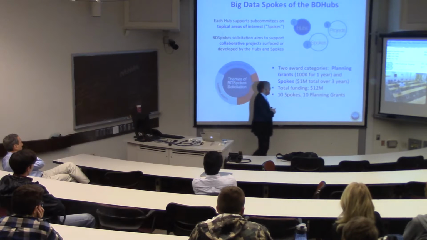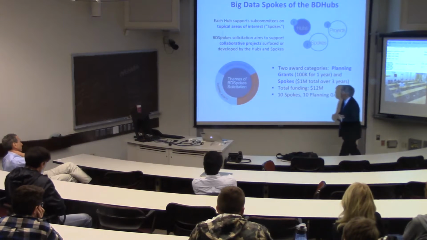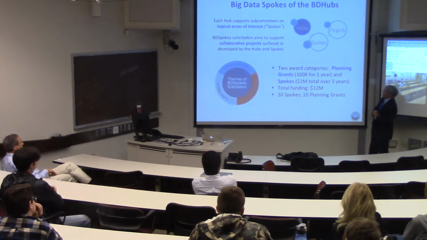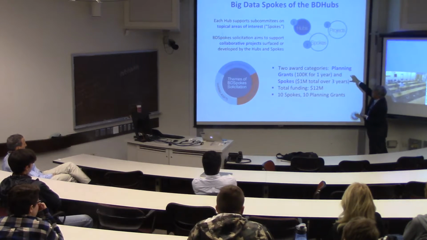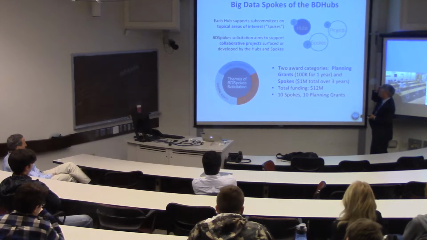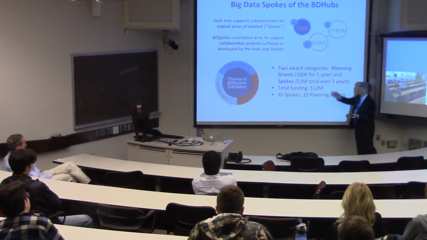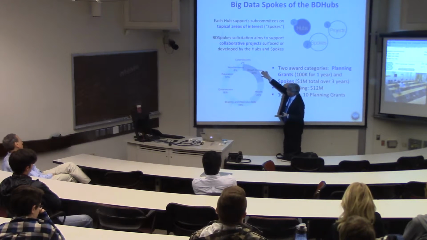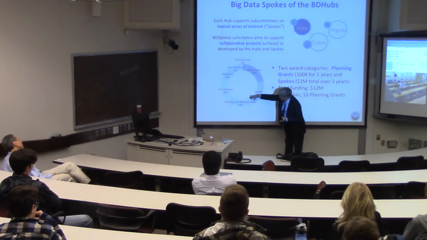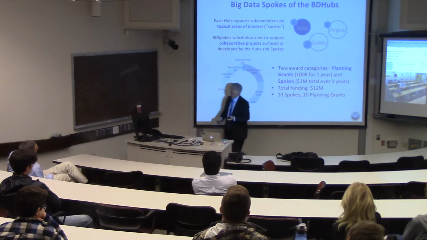There's a southeast one that UNC is involved in. And then we just had a spokes competition where there are planning grants and spoke grants, which are a little bit more focused on a particular area, and made $12 million of investment there. Here's where they fell out topically: smart cities, health, sharing reproducibility, environment, education.